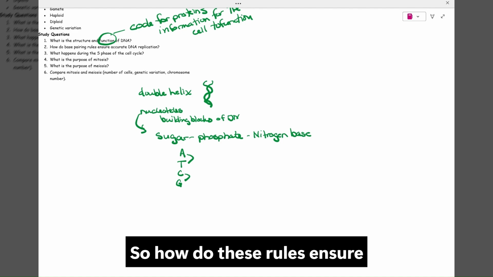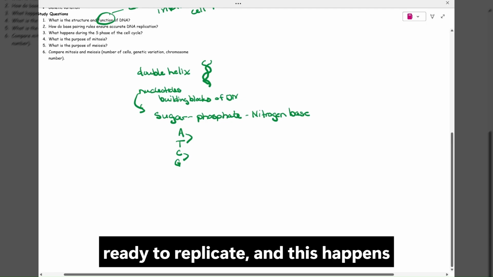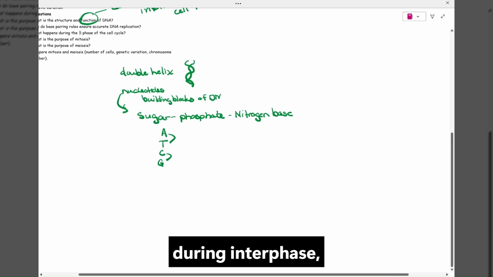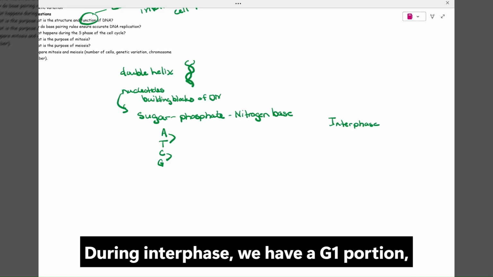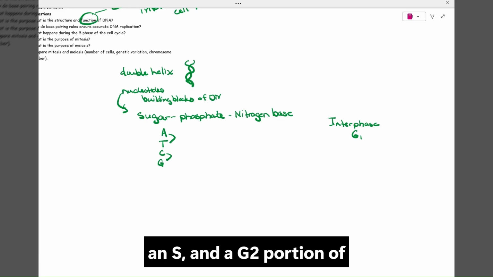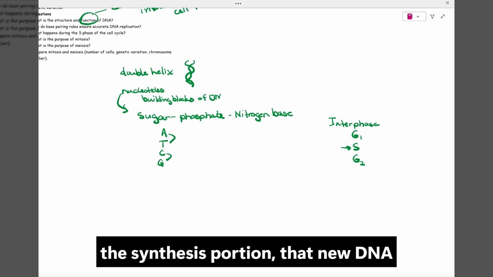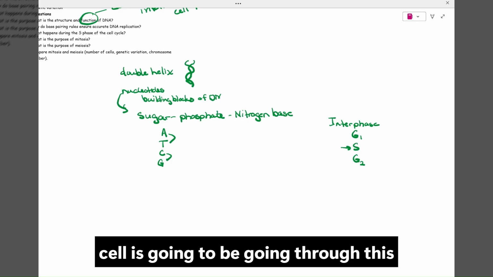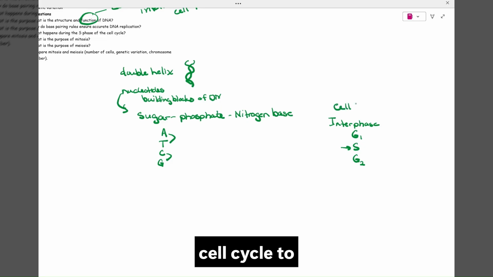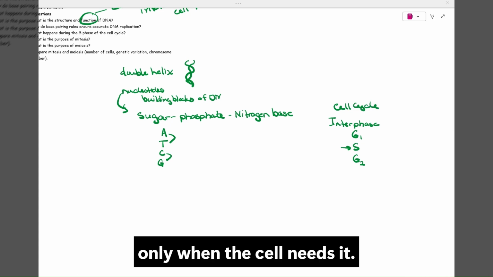So how do these rules ensure accurate DNA replication? When DNA is ready to replicate, and this happens during interphase, right? During interphase, we have a G1 portion, an S, and a G2 portion of interphase. It is during the S portion, the synthesis portion, that new DNA is made. A cell is going to be going through this cell cycle to make new DNA only when the cell needs it.